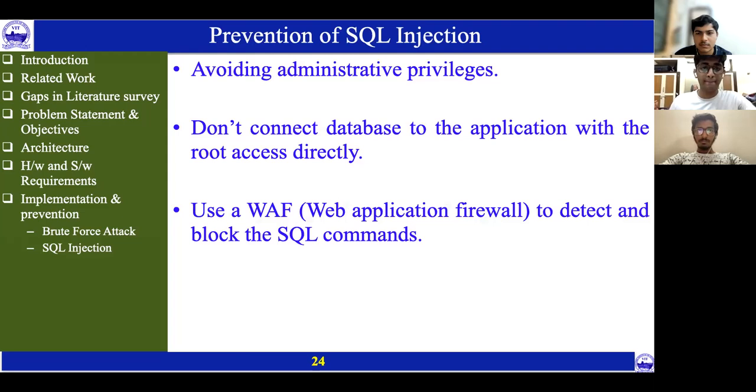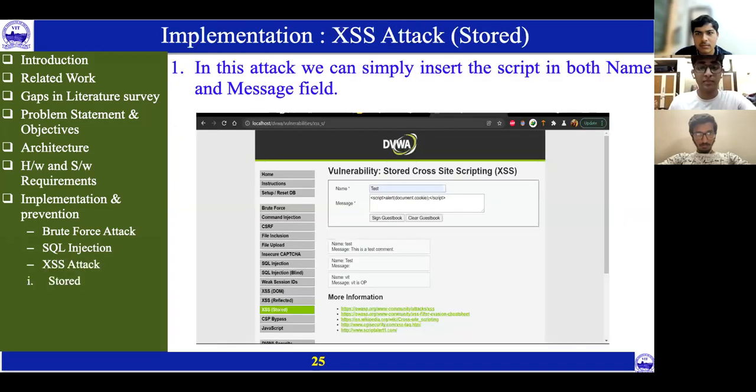SQL injection can be prevented by avoiding administrative privileges, setting the right privileges and authorizing only the right user, not giving the permission to all the users that are using the website, and not connecting the database to the application with root access directly. Instead of giving root access, some administrative access should be given, and a web application firewall should be used to detect and block the SQL commands. So these are the preventions. Next slide.